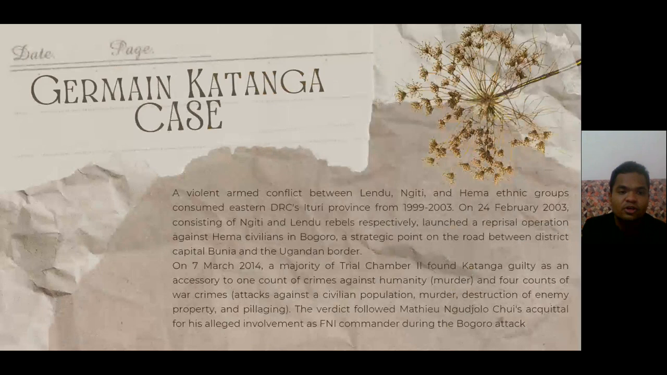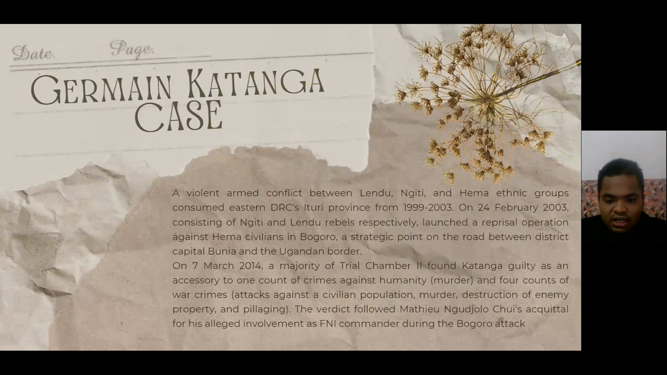For the Germain Katanga case, the summary of the case is as follows. A violent armed conflict between the Lendu, Ngiti, and Hema ethnic groups consumed Eastern DRC's Ituri province from 1999 to 2003. On 24 February 2003, Ngiti and Lendu rebels respectively launched a repressive operation against Hema civilians in Bogoro, a strategic point on the road between district capital Bunia and the Ugandan border.